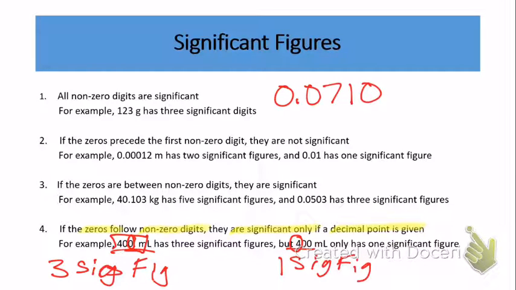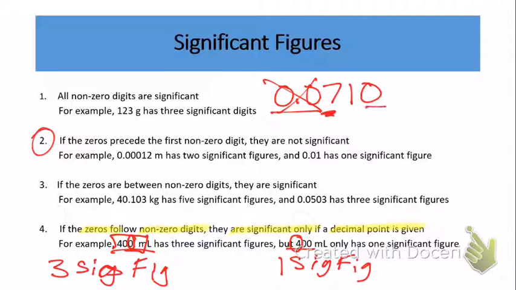Let's say I have a measurement of 0.0710. The question is which zeros are significant? Well, the first 2 zeros cannot be. They're just placeholders. We know that from rule number 2, that any zeros that come before a non-zero digit are insignificant. They are just placeholders. So that means the 7 is our first significant digit.